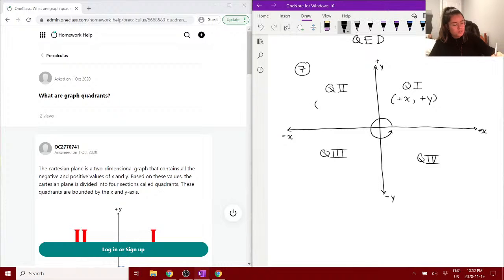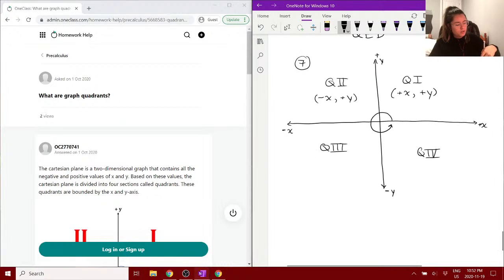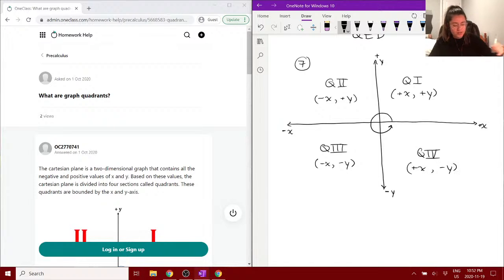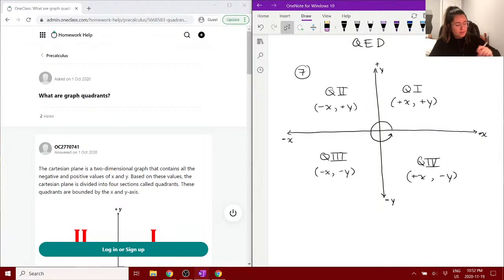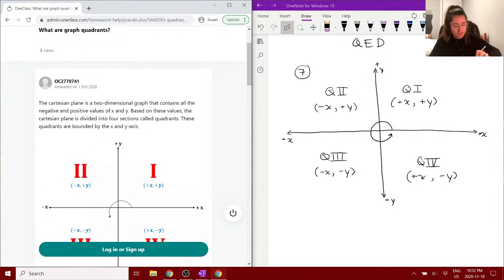Now in the second quadrant, we have the positive y, but the negative x. We have negative x and positive y in this second quadrant. In our third quadrant, we have the negative x side of the axes, and we also have the negative y components. And finally, in our fourth quadrant, we have positive x and negative y. Okay, so let's look through the solution because there's also an example we can go through.